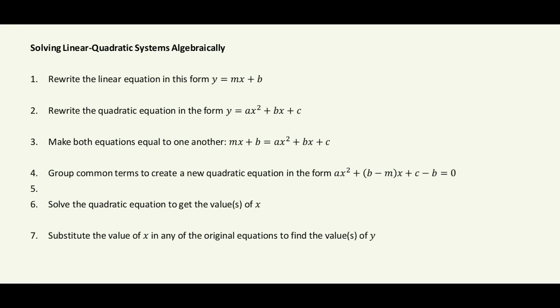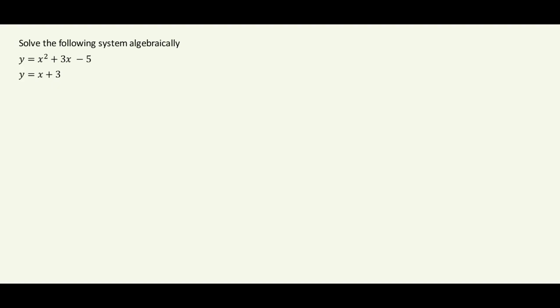So let's start working through some examples. We want to solve y equal to x squared plus 3x minus 5, and y equal to x plus 3. We already have these equations in the desired form, so we end up with x squared plus 3x minus 5 equal to x plus 3. Now we group common terms, so we have x squared plus 2x minus 8 equal to 0. So we're going to factor this quadratic equation.